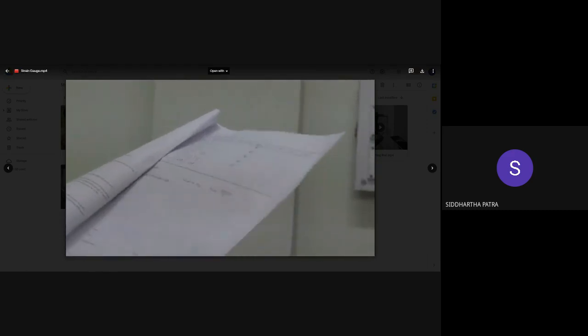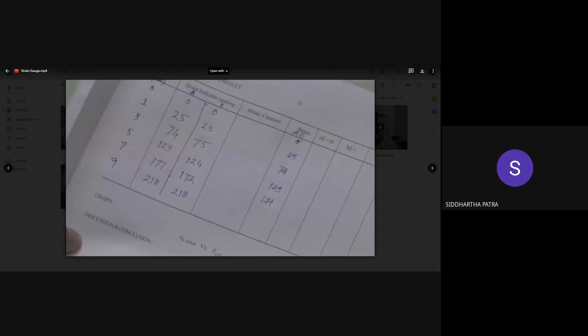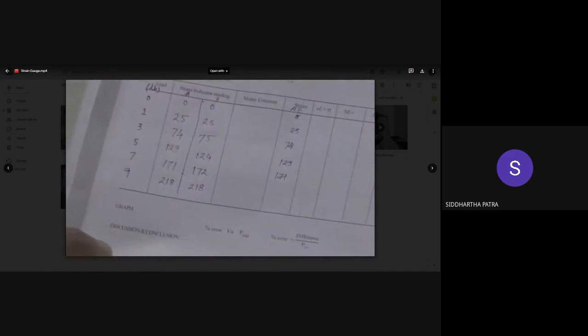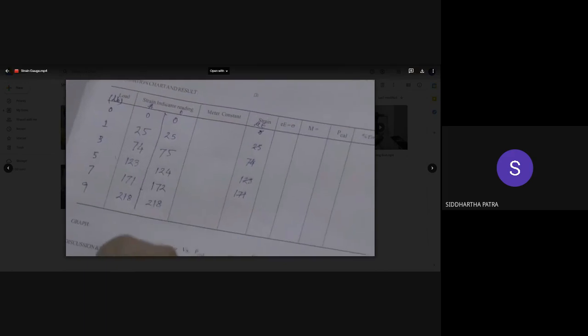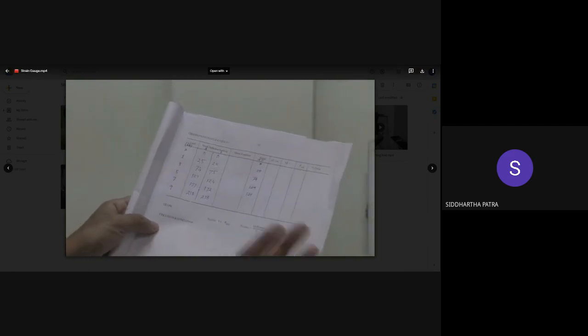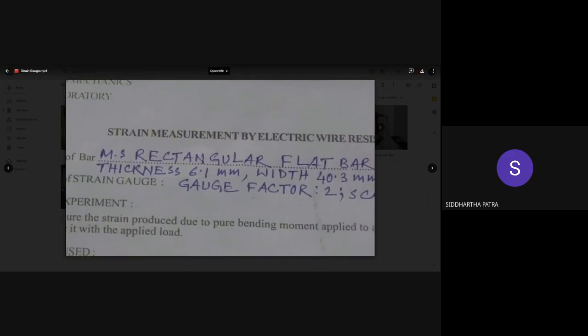After that, two graphs have to be produced. One is stress versus strain, or loading versus strain, to check whether the experimental procedure remains in the linear range of the material model. And after that, one graph where percentage error versus P calculated is plotted. That will be a calibration curve. This is the experiment on strain measurement by electric wire resistance strain gauge. Thank you.